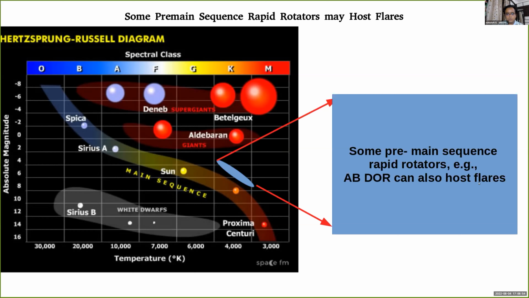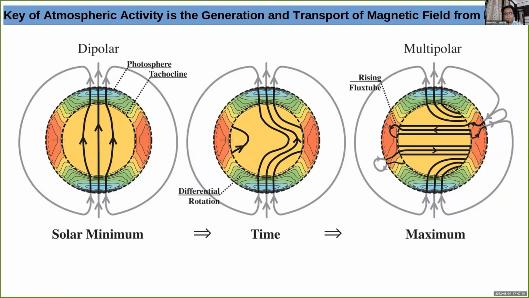So this is the overview of the different classes of stars which can host flares or flare-like transient events. Basically, when we try to understand why these things are happening in the stellar atmosphere, the key is the atmospheric magnetic activity, which is generated and transported in the form of magnetic field from the interior. This is well-known solar magnetism: the dipolar magnetic field from the interior would be converted into the toroidal. This is the poloidal field.